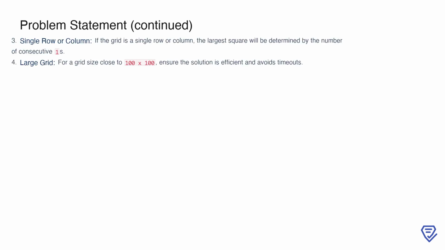Finally, let's discuss a few important edge cases. For a 1x1 grid, the result depends on whether the single cell is a 1 or a 0, giving outputs of 1 or 0 respectively. If the grid has no 1s at all, the output will always be 0. For grids that are just a single row or column, the largest square will be determined by the number of consecutive 1s. And for larger grids, especially close to the maximum size of 100x100, the solution must be optimized to avoid timeouts, ensuring it can handle the problem's constraints efficiently.